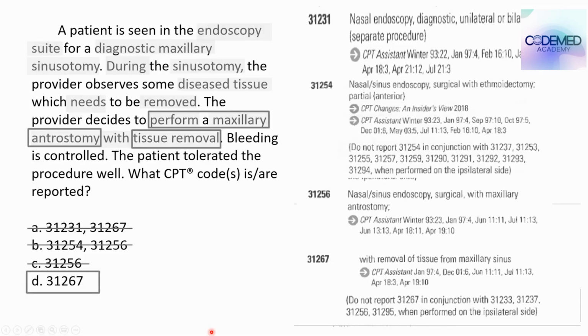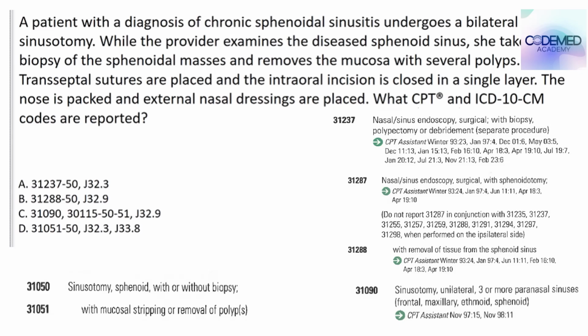So D is the correct option, because the code 31267 is an indented code, and to read the code I am going to read the above code: nasal sinus endoscopy surgical with a maxillary antrostomy with removal of the tissue from the maxillary sinus. That's exactly what happened in our patient's case. Let us take one more example.